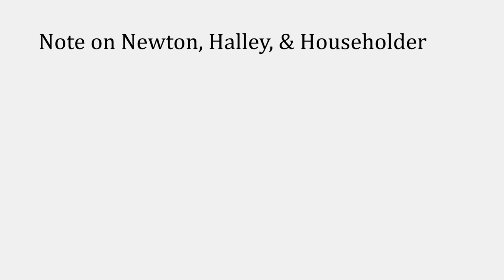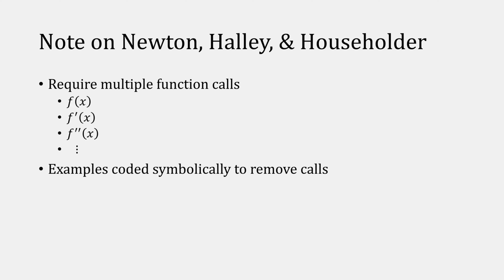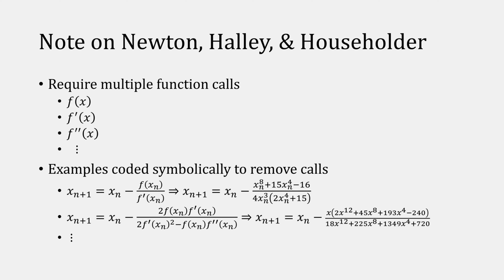A quick note on Newton, Halley, and Householder. Each of them require multiple function calls to f, f prime, and so on. In the last example, I coded them symbolically to remove those function calls from the methods. For example, Newton's method looked like this, Halley looked like this, and so on. So the last example didn't include function calls.